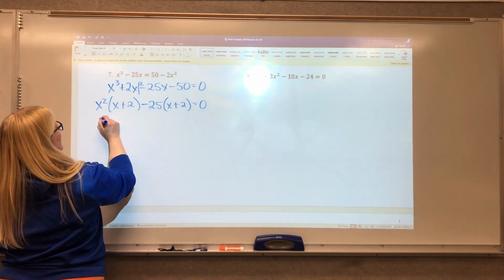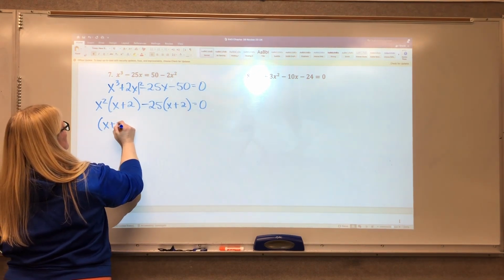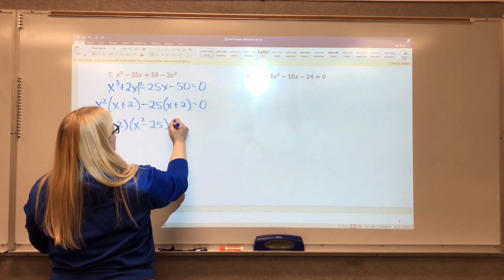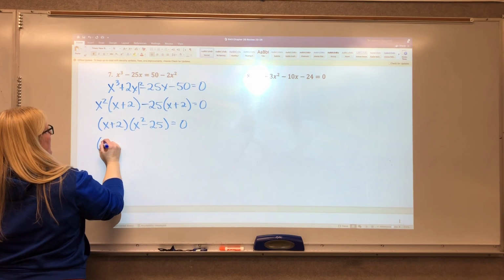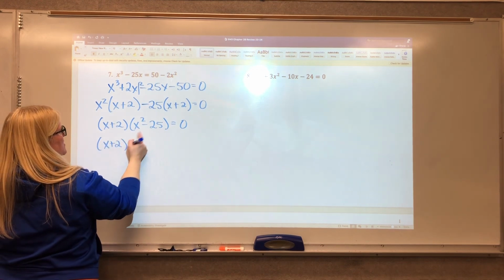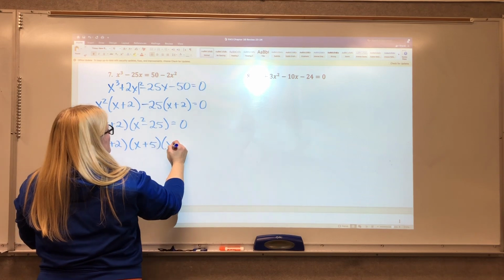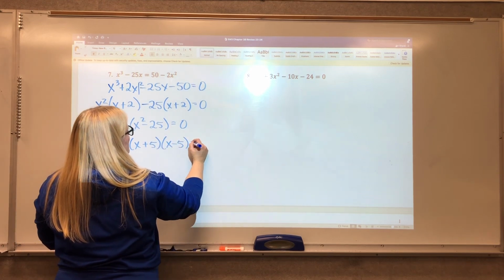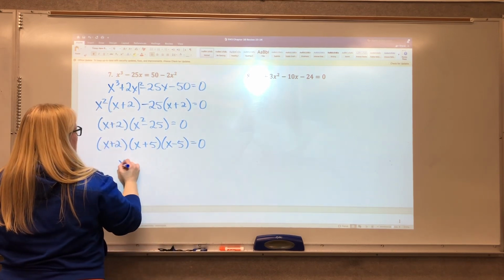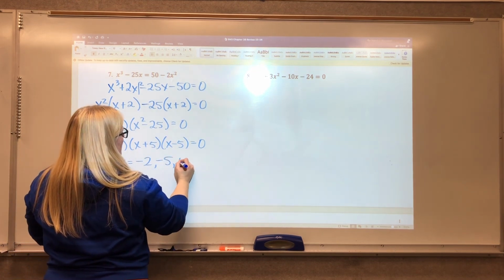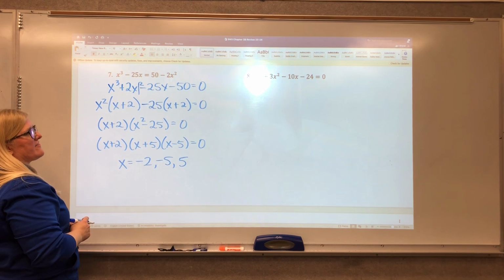So I've got x plus 2 times x squared minus 25 equals 0. I've got the difference of 2 squares here. So x plus 5, x minus 5 equals 0. So x equals negative 2, negative 5, and positive 5.